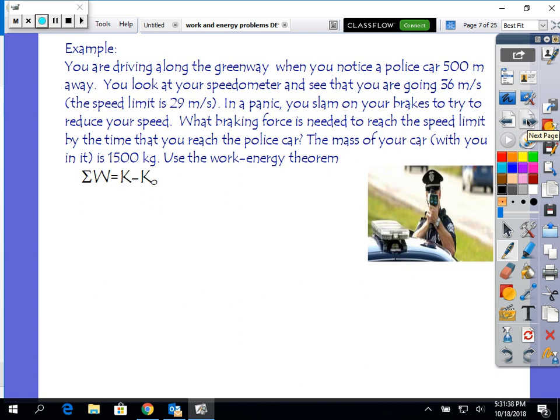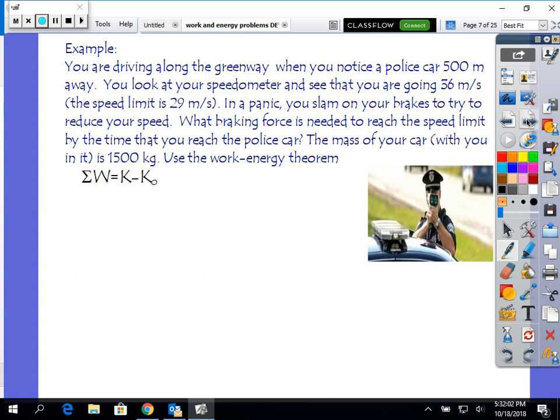Now the work energy theorem. You're driving along the greenway when you notice a police car 500 meters away. You look at your speedometer and see that you're going 36 meters per second. The speed limit is 29 meters per second. In a panic, you slam on your brakes and try to reduce your speed. What braking force is needed to reach the speed limit by the time you reach the police car?